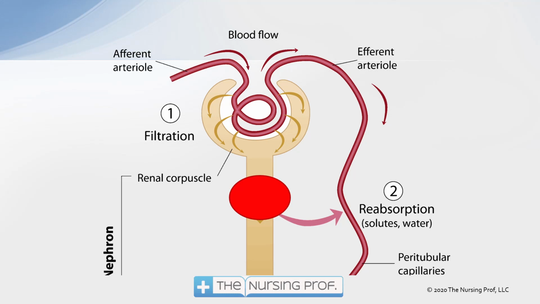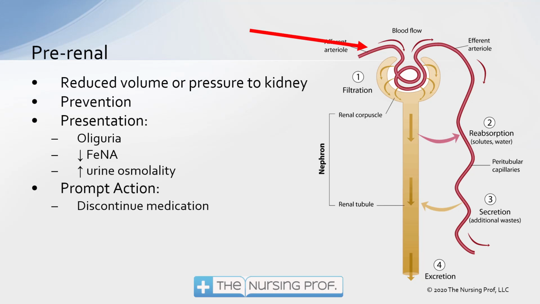Pre-renal type is fairly easy to fix, so we restore the blood flow. Post-renal type, in many cases, is very easy to fix. We just remove the obstruction, and then renal function goes back to normal. So again, the one that really is going to be the biggest problem is the intrinsic type, because we're damaging the actual filter. Let's talk a little bit more about pre-renal.